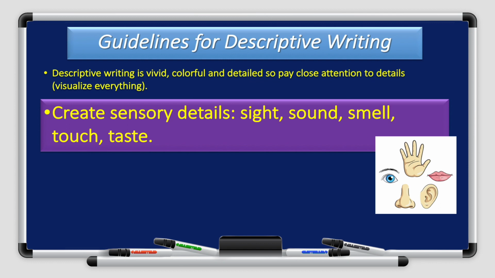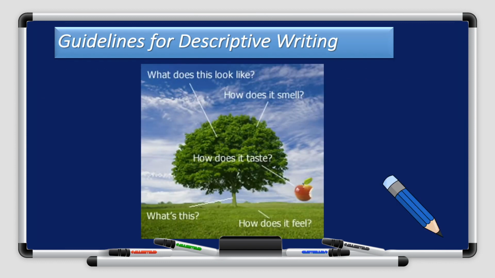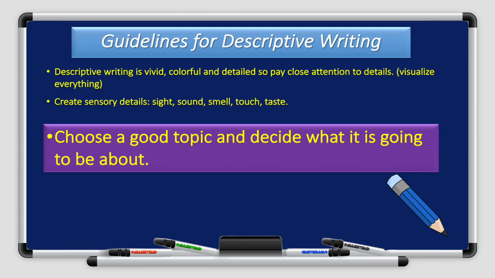Try to create sensory details like sight, sound, smell, touch, and taste. Even if you're describing something as basic as a tree. Think of things like, what does this look like? Sight. How does it smell? How does it taste? What does it sound like and how does it feel? So try to think of things like that because you want your description to be as detailed as possible. It is important that you choose a good topic and decide what it is going to be about. So you're supposed to be able to give a clear description about your topic.